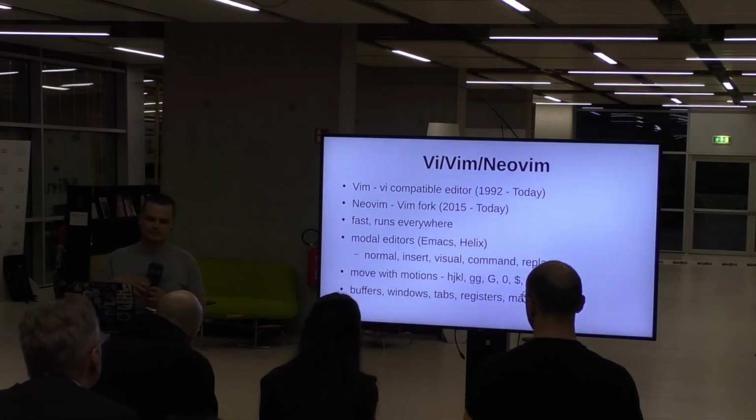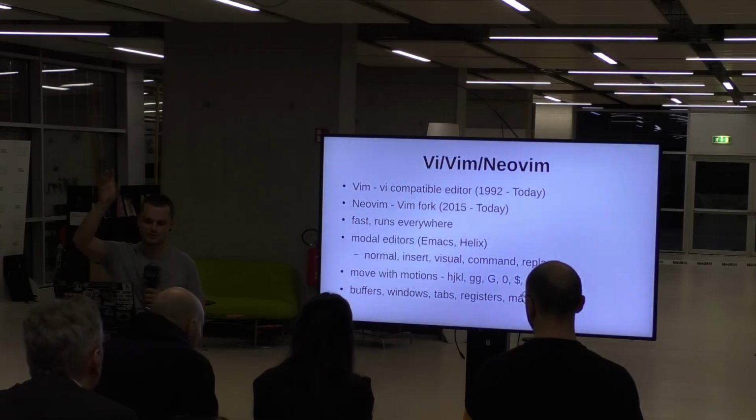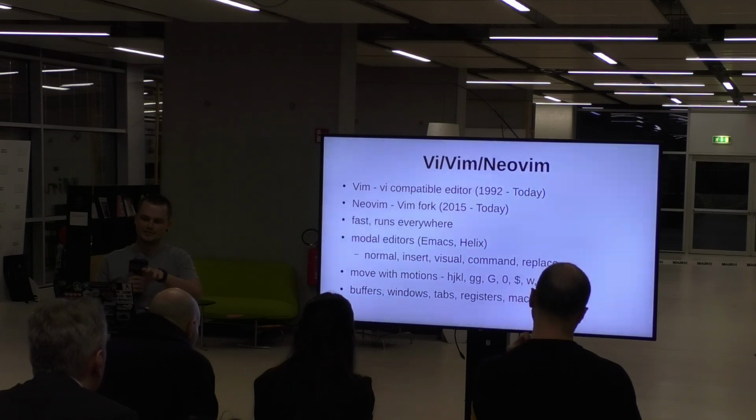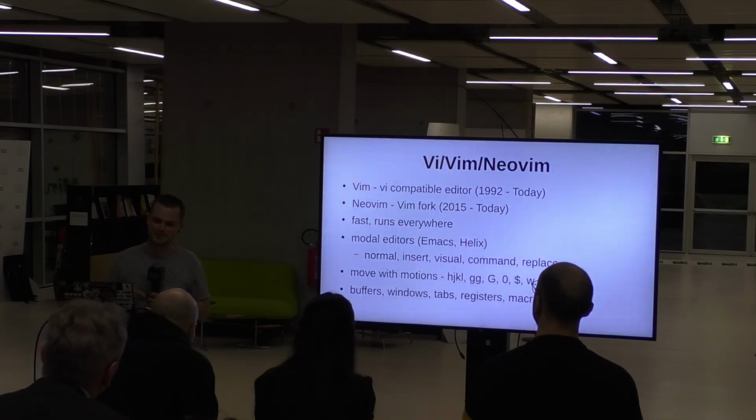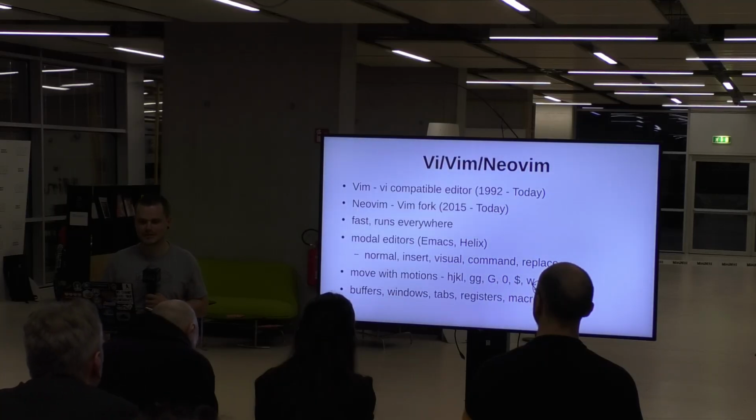For example, you move around with H, J, K, L for left, down, up, right. With gg you go to the top of the file, and with G to the bottom. With 0 you go to the start of the line, with dollar to the end of the line. With w you can jump words. And with f you can find the next character. For example, I will show it later anyway. With t you go to that character, but the one before. So there are a lot of ways to move around.